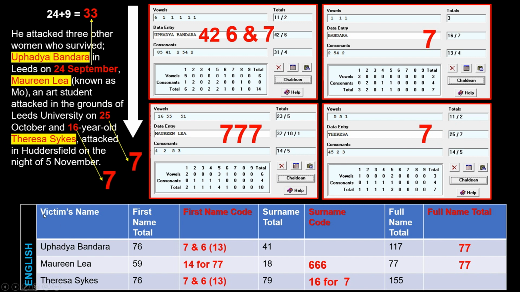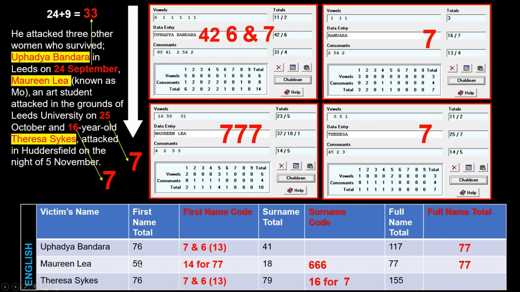And then in English, the first name, Uphadia, adds up to 76. So we've got a 7 and 6 again, 13. And the surname, Bandara, adds up to 41. But the full name, if you add those together, comes to 117, 11 sevens for 77. So this should say full name code.